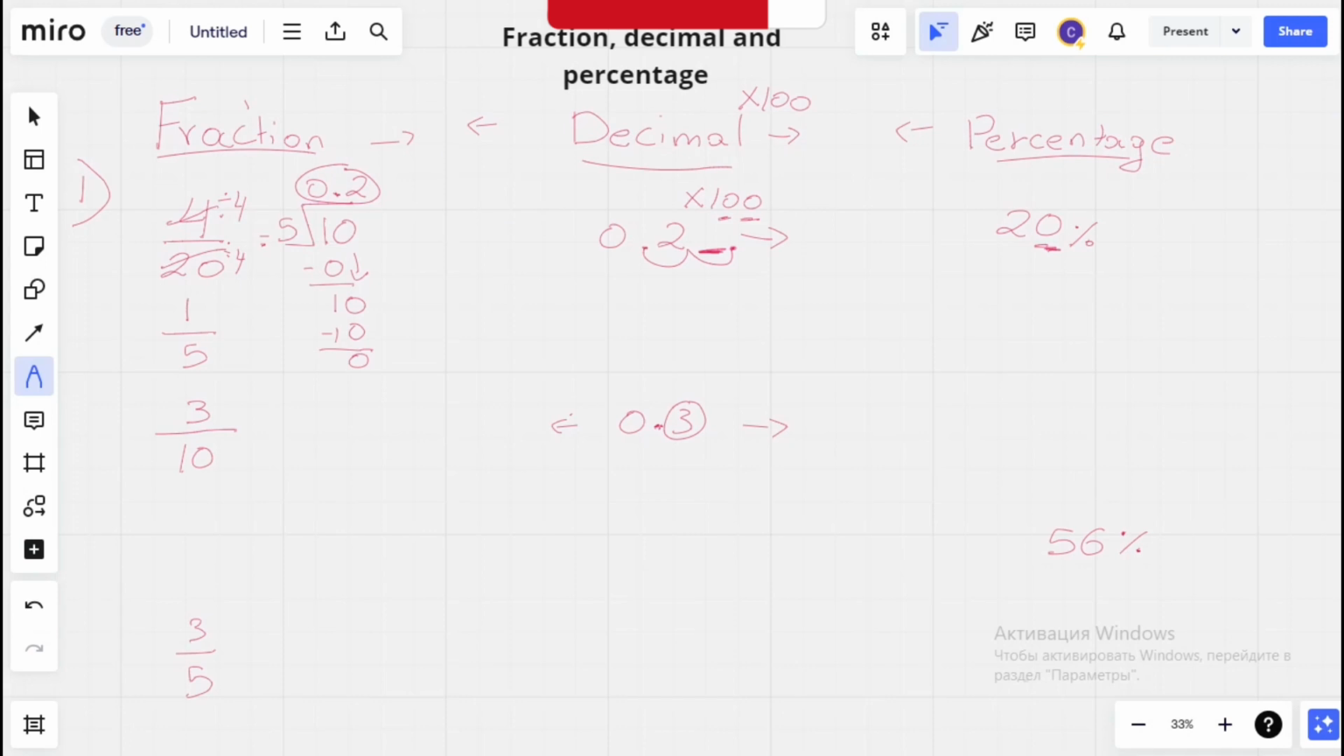And now how do we turn it into a percentage? All we need to do is just times 100. 1, 2. Now we have it as 30%.